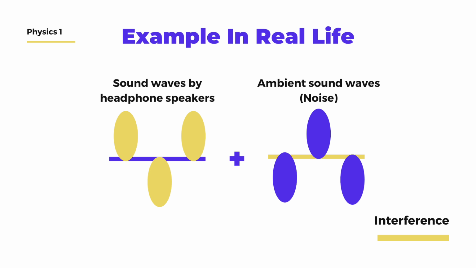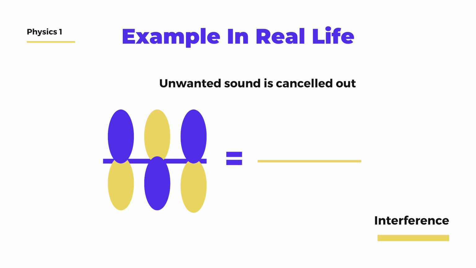An example of interference in real life is noise-cancelling headphones. If you combine the sound waves from the headphone speakers with ambient sound waves, aka noise, which is the noise outside of your headphones, they will become a straight line, which means that unwanted sounds that you don't want will be cancelled out.